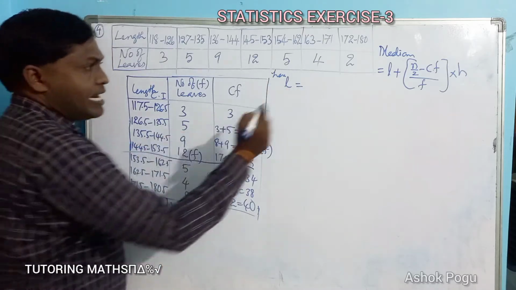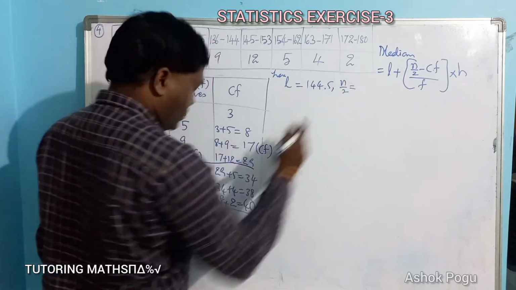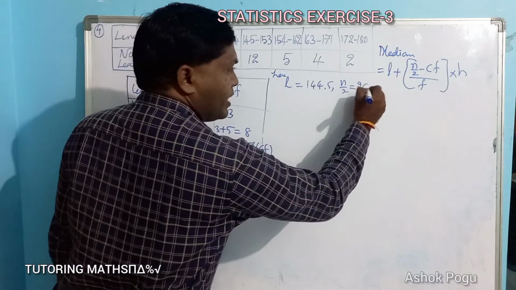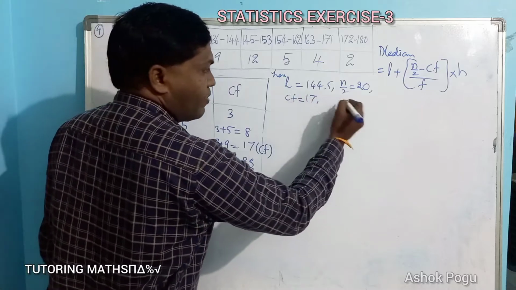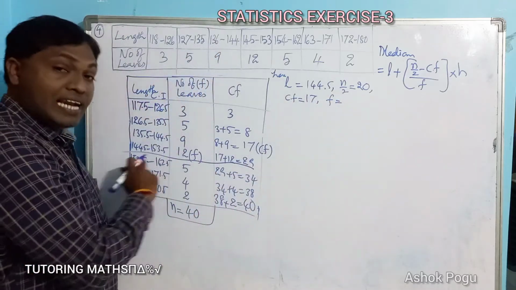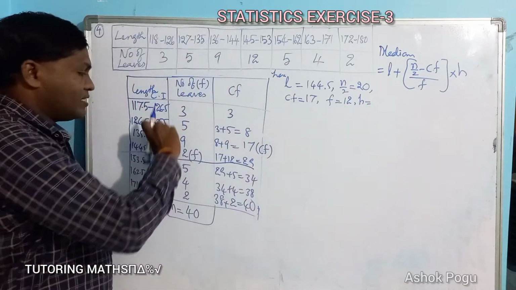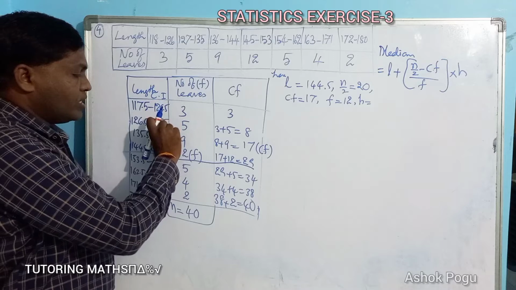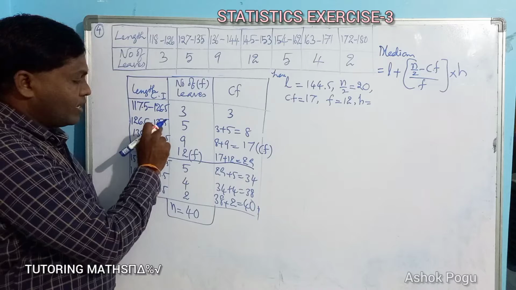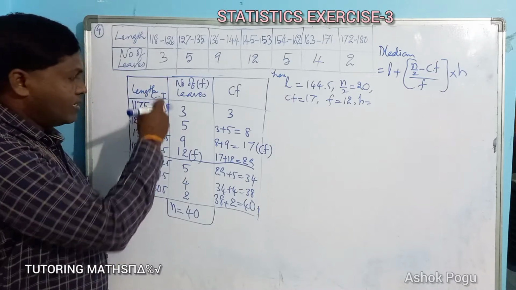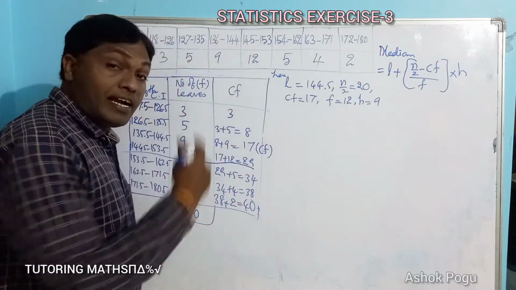Lower boundary of the median class, that is 144.5, and next n by 2, that is half of 40, you know that is 20. Next, cumulative frequency is 17, and finally f, the median class frequency, is 12, and h is the height of the classes, 126.5 to 135.5 and 135.5 to 144.5. You observe here it is increasing by 9, so you can take the class height as 9.